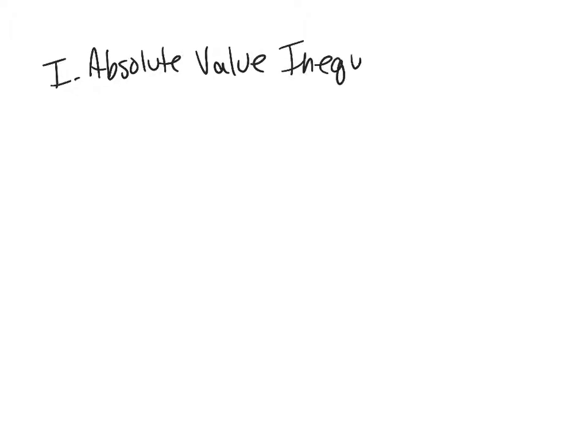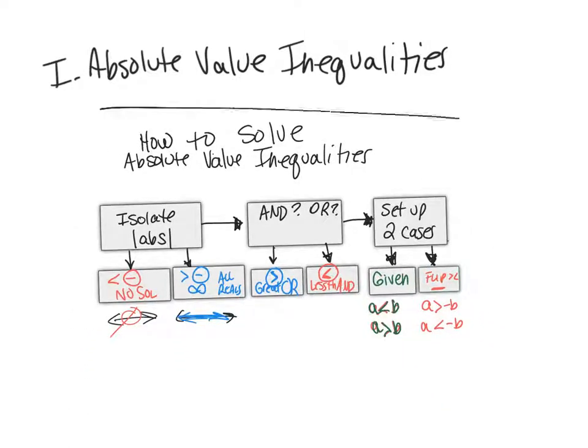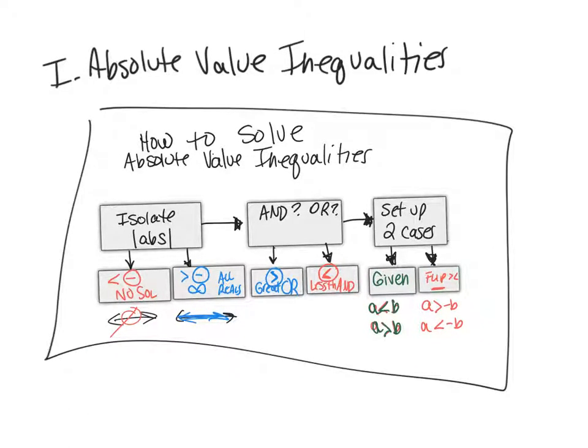Let's remember the steps to solving absolute value inequalities. There's a flow chart that shows us and reminds us how to solve them. The first thing you need to do is isolate the absolute value. Once you isolate it, you ask yourself if it's less than a negative. Now remember, this is absolute value, not regular inequalities. Regular inequalities you just solve like normal, remembering that if you multiply or divide by a negative, you flip the symbol.